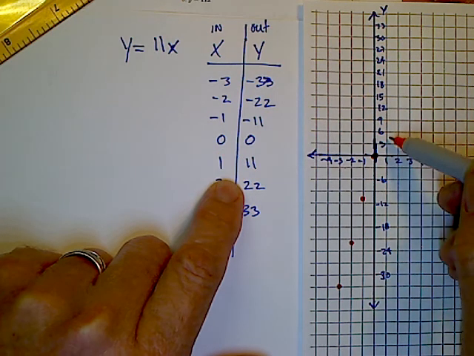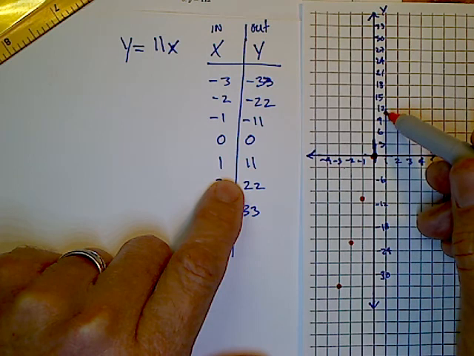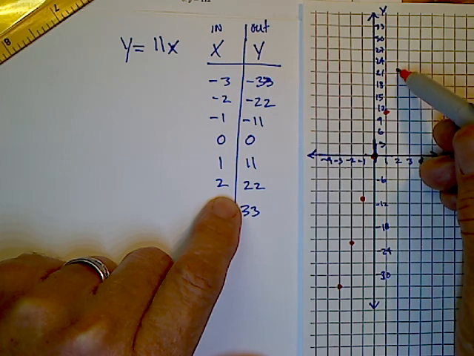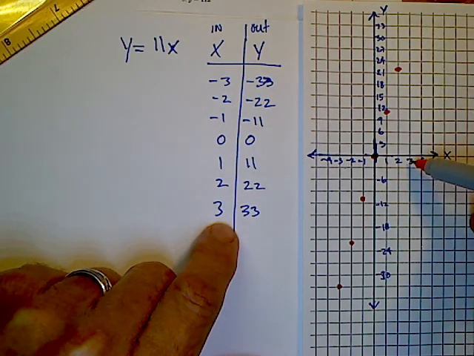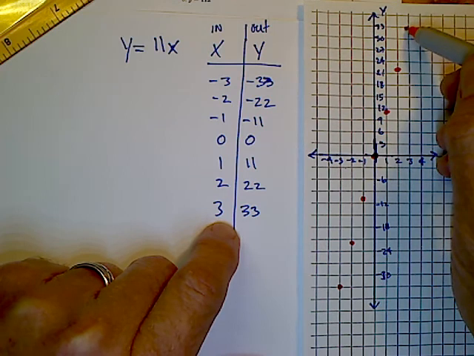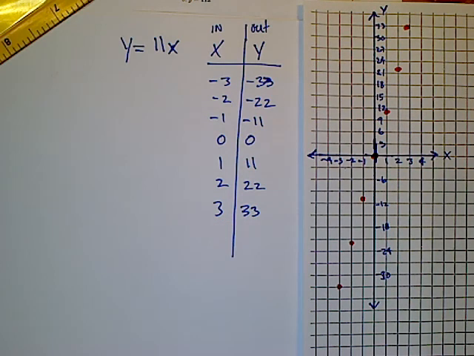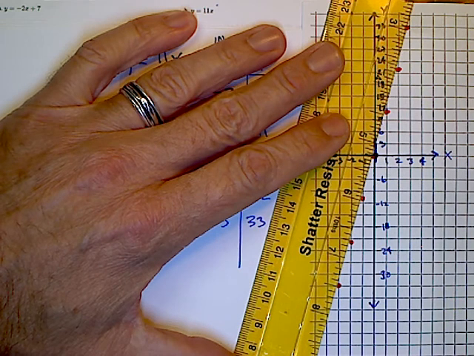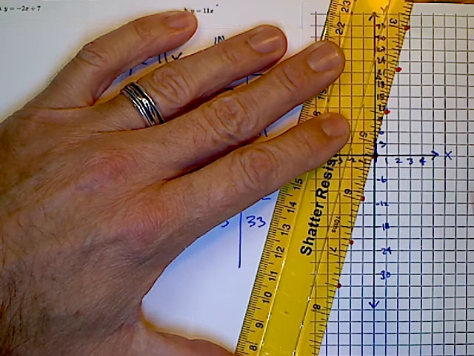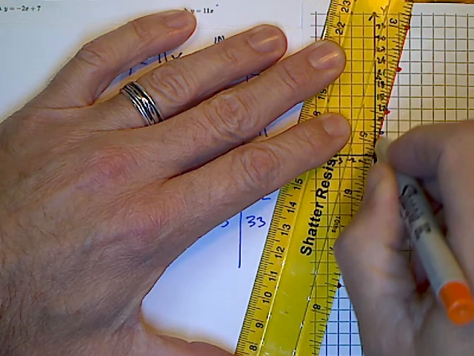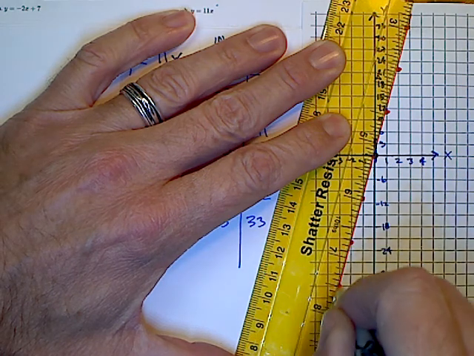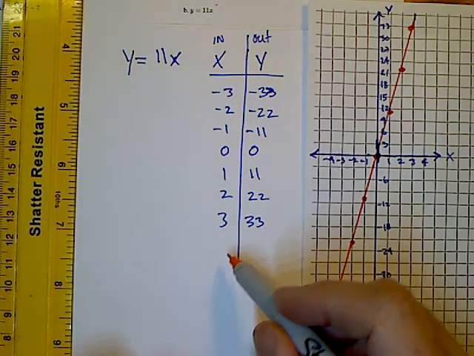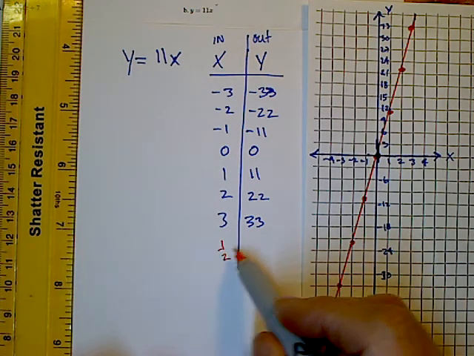1, 11: 12 is one line up, so 11 is one right below it. 2, 22: that's 21, so just a little bit above it. And then 3, 33 is right here. So we should have all my points in a constant pattern, a linear pattern, and they are. We would connect our dots in this case because there are values that exist in between each of those integer values.